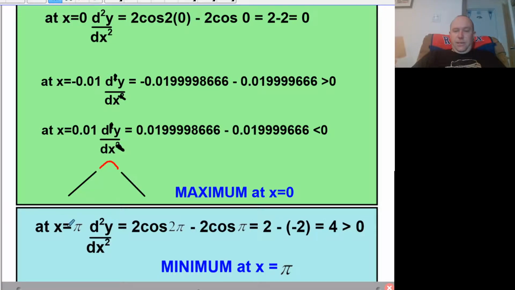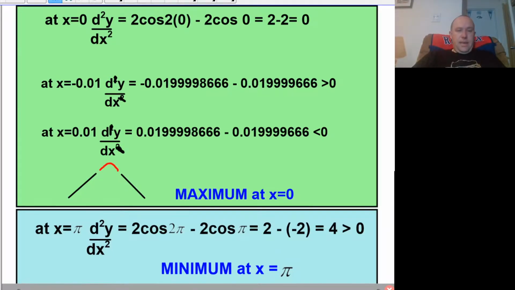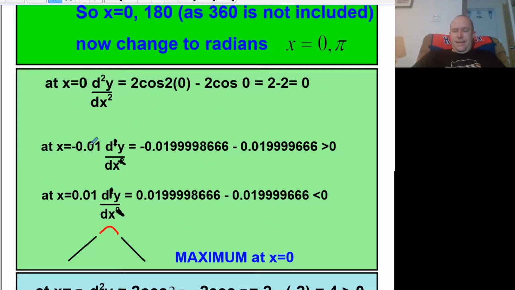For the other value, it actually worked fine. If you plugged in pi, you got an answer of 4, which is clearly greater than 0. Therefore, we note that it's a minimum. So hopefully we won't get anything like this, because it's that little bit more complicated and there's those extra steps to do. But certainly worth reminding you about the first derivative test for when we get 0 as the answer to the second derivative test.